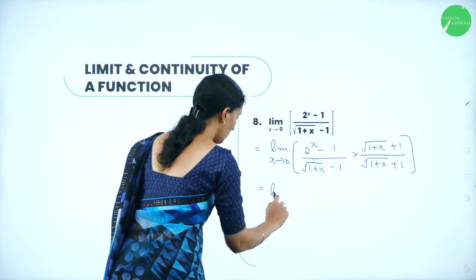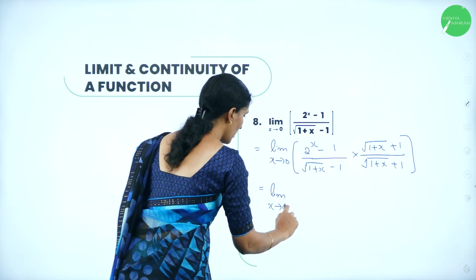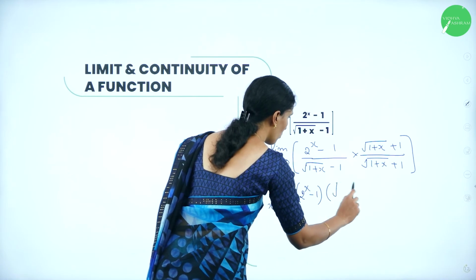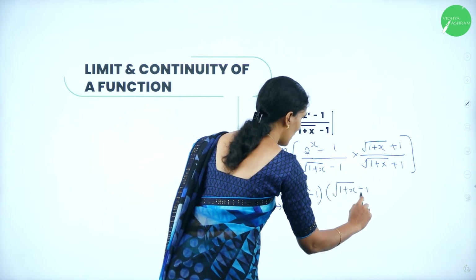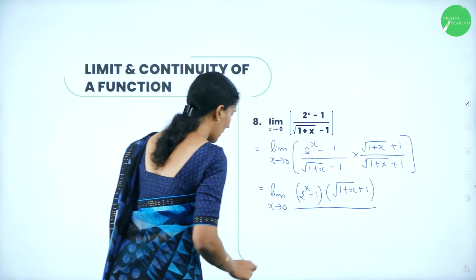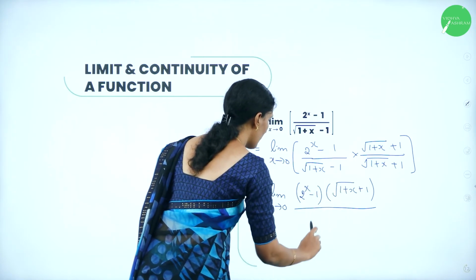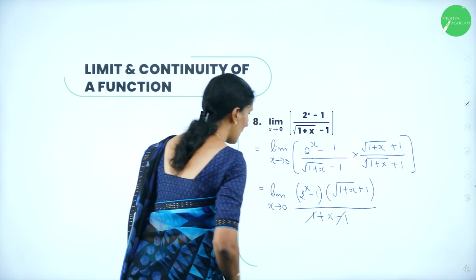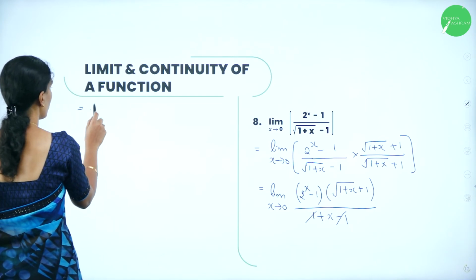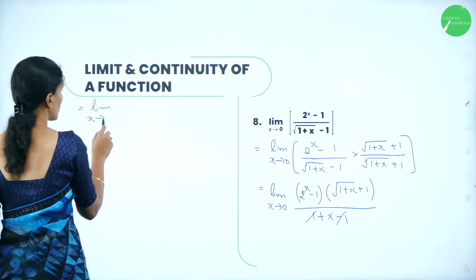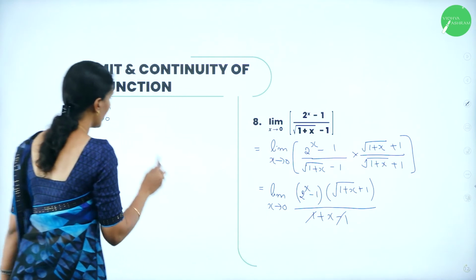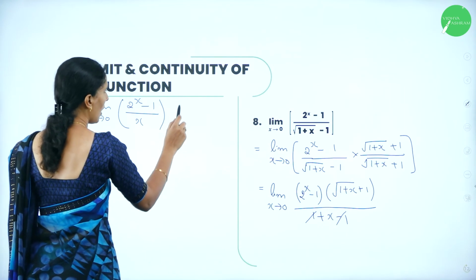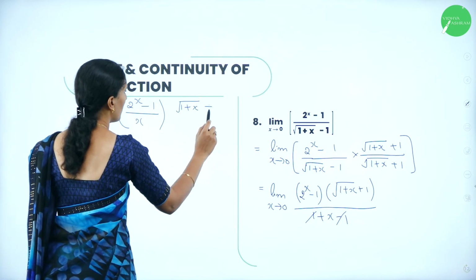Now multiply with the function given. So it is equal to limit as x tends to 0, write 2 power x minus 1 separately and root 1 plus x minus 1 times root 1 plus x plus 1 separately, whole divided by root 1 plus x minus 1 times root 1 plus x plus 1. Root 1 plus x minus 1 becomes 1 plus x minus 1. Minus 1 plus 1 get cancelled. So the equation becomes limit as x tends to 0. We have x in the denominator, write it with the 2 power x minus 1 separately, along with root 1 plus x plus 1.